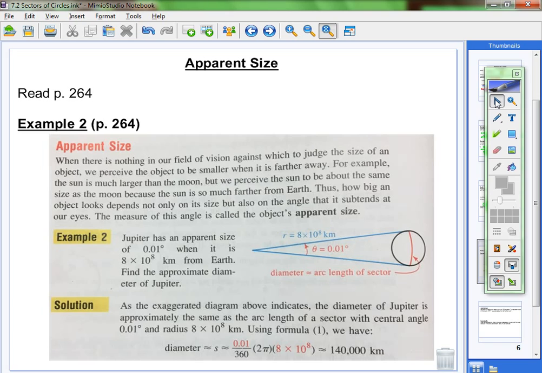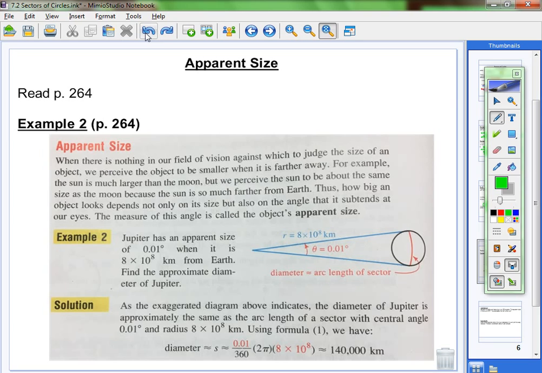So, the apparent size of an object is referring to this angle right here. And we have example 2. Jupiter has an apparent size of 0.01 degrees when it is 8 times 10 to the 8th kilometers from Earth. Find the approximate diameter of Jupiter.